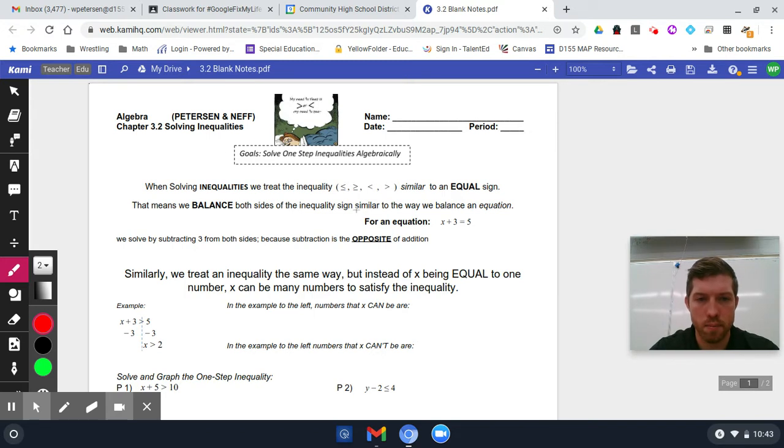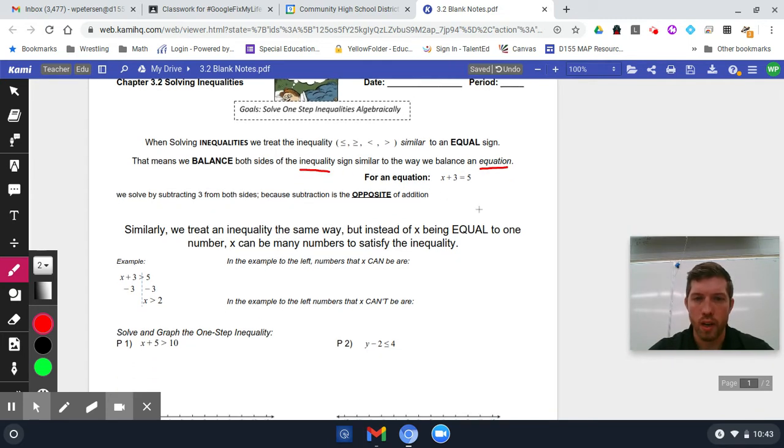We see some symbols here that are kind of new to us, but we treat solving inequalities the same as if there was an equal sign, okay? There's a few situations where we don't, but we're not going to get into those today, all right? Which means we need to keep things balanced, okay? Both sides of the inequality sign, similar to how we balance an actual equation. So we balance an equation the same way we balance an inequality.